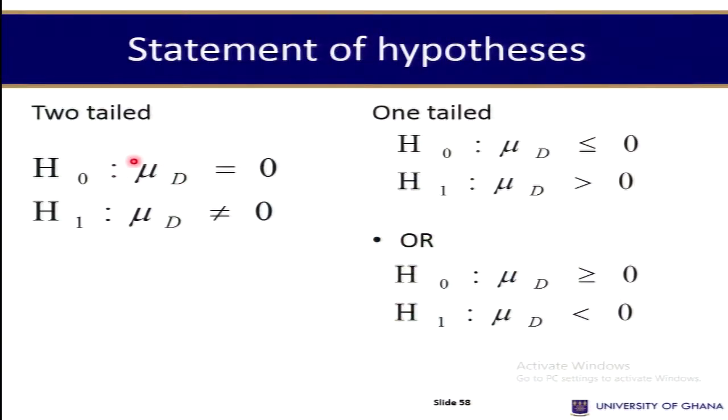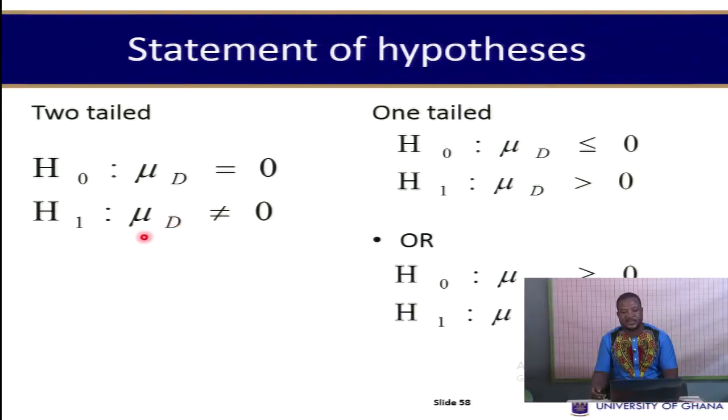When we are dealing with a two-tail situation, then our H0 will state that the difference in the mean of the two groups will be equal to 0. And then our H1 will state that the difference in the mean of the two groups will not be equal to 0. So this is simply the mean difference.